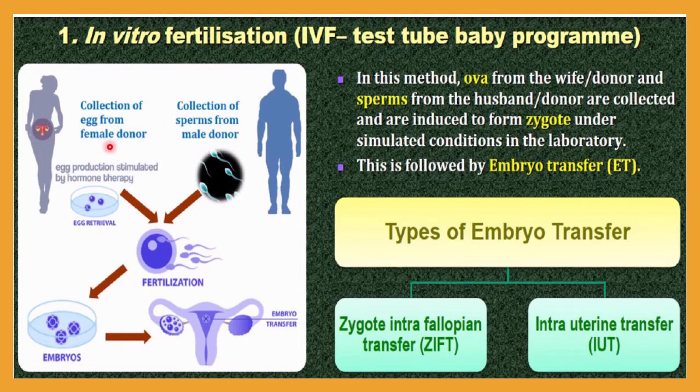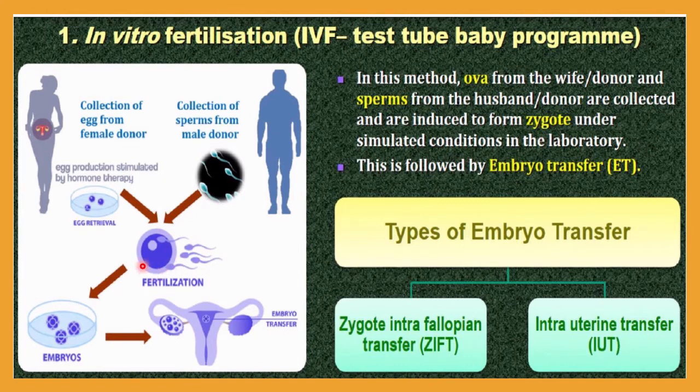If the wife is not capable of producing egg cells, a donor will be selected. Sometimes the husband cannot produce sperm cells, so at that time a donor will be selected. So wife or donor, husband or donor, depending on the situation, will be collected, and after that they will be induced to form a zygote under simulated conditions in the laboratory. This fertilization event occurs in laboratory conditions outside the body.